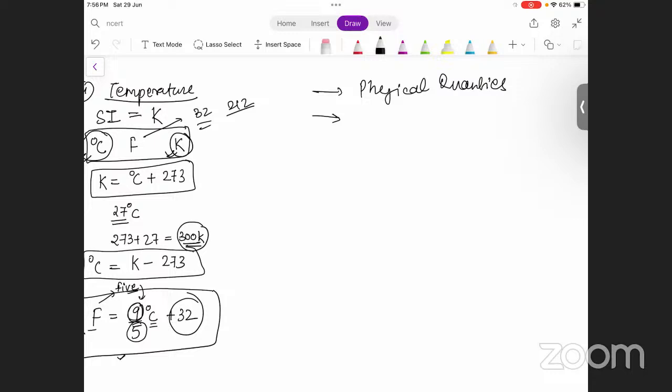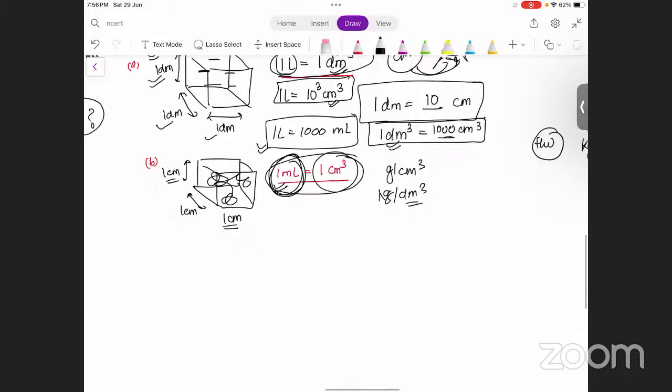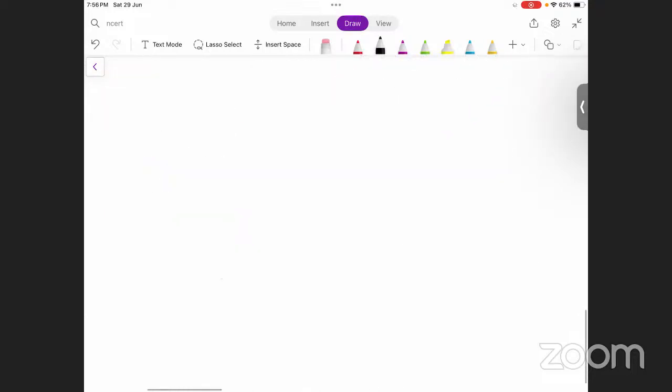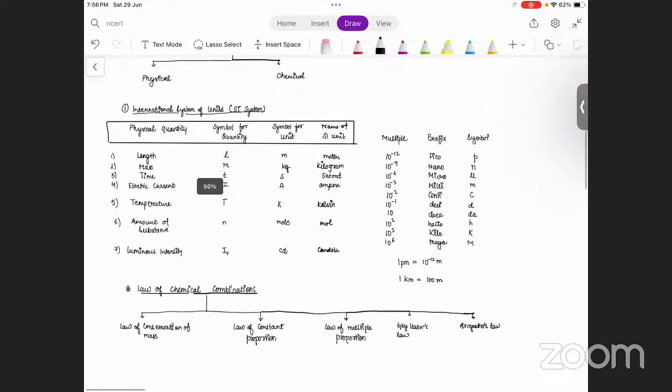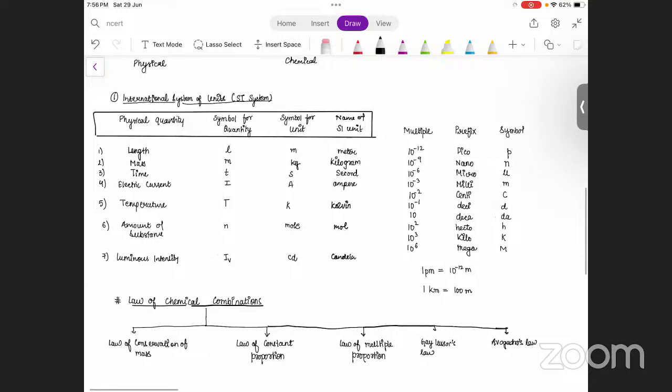Yes. Where are the other students? All have to participate. So yes, are things clear to everyone? So this is what we have learned. Yes.